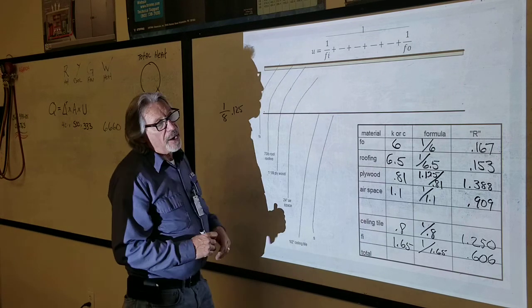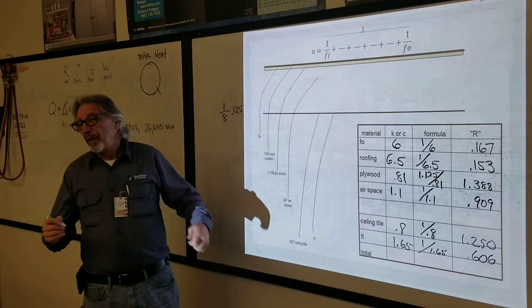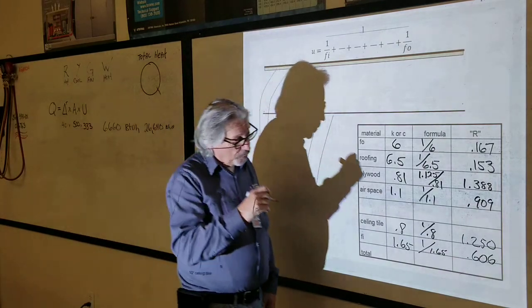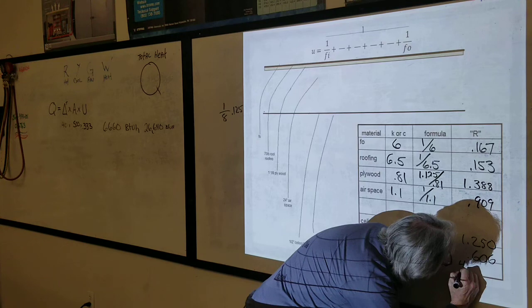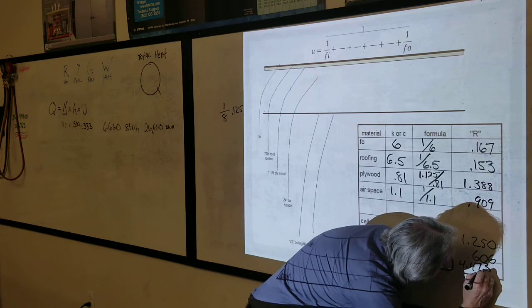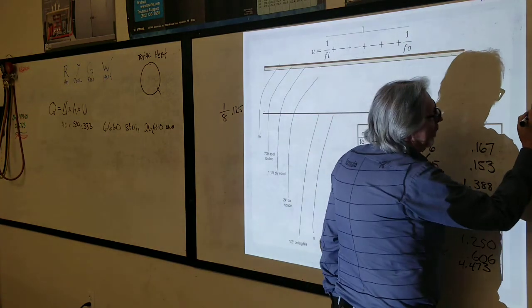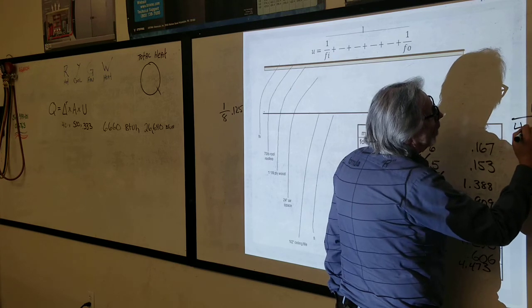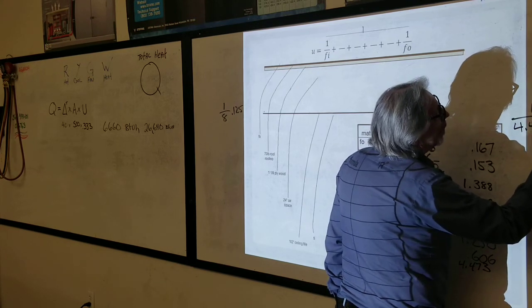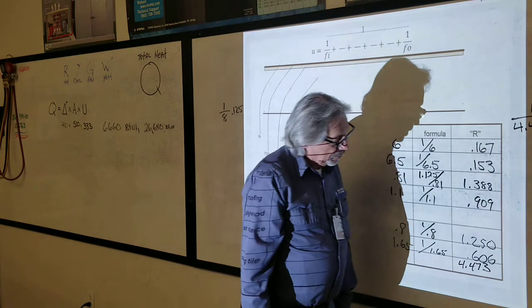What'd you guys get? Got 4.473. 4.473, that's the R value. That's the U. Oh, you gotta reciprocate it. Well, you guys got 4.473.